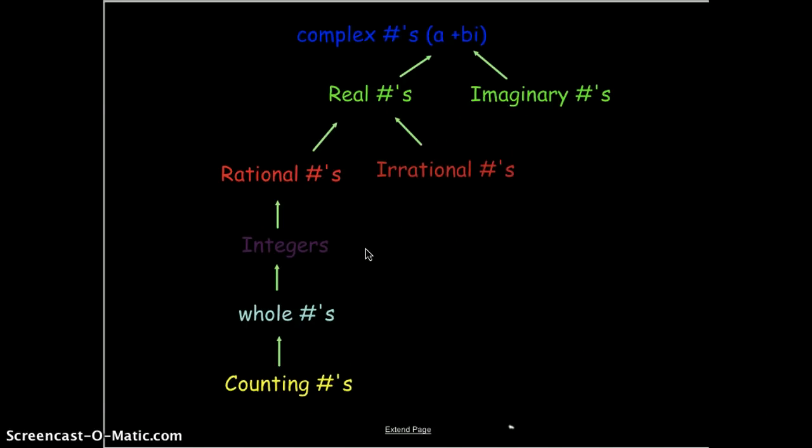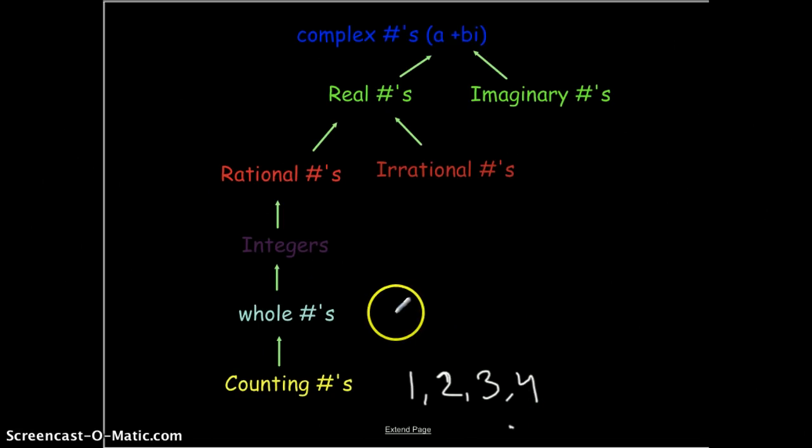Let's get started. This first page is just showing you the evolution of numbers as you knew them. Starting way down here at the bottom with counting numbers. Counting numbers were, when you were a little kid, probably 1 or 2 years old, you would start counting with 1, 2, 3, etc.